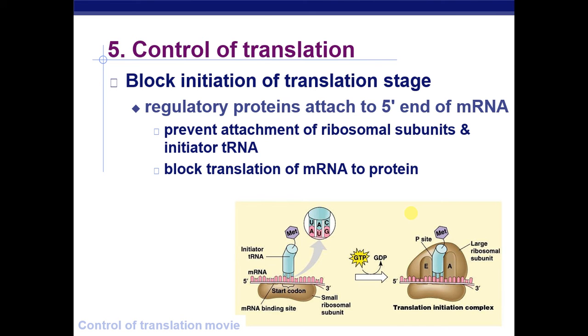We can even control the expression of a given gene after it's been translated or during translation. So we can block the initiation of the translation stage. There are regulatory proteins attached to the 5' end of mRNA. Like I said, the 5' G cap is really important for the binding of the mRNA to the small subunit. So these regulatory proteins can be activated to prevent the attachment of the ribosomal subunits and the initiator tRNA, so it would block the translation of mRNA to protein.